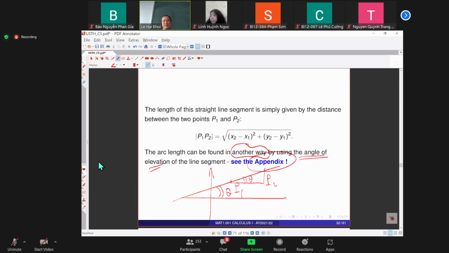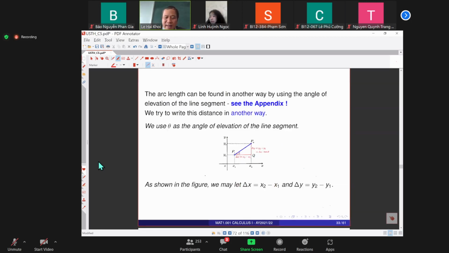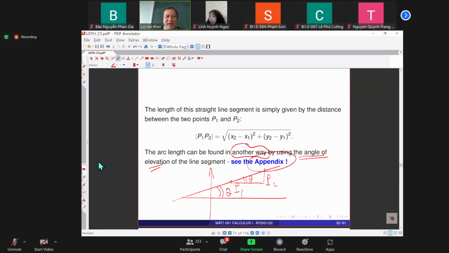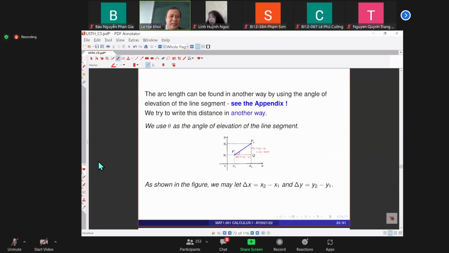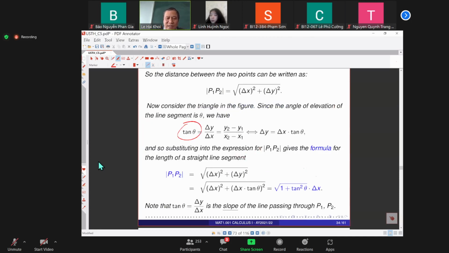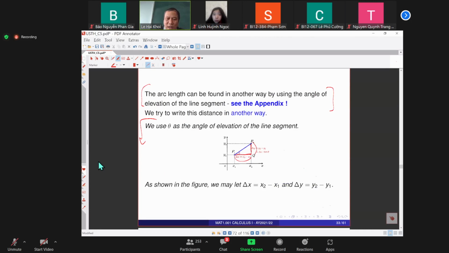Look at the appendix. We have an appendix to talk about this. Okay. So here, as I repeat, the arc length can be found. See, the same as what I repeat, and we try to write this distance in another way. Here in italic, you see that theta and delta x, delta y, and from that you have the tangent. Tangent of this is delta y over delta x, right?